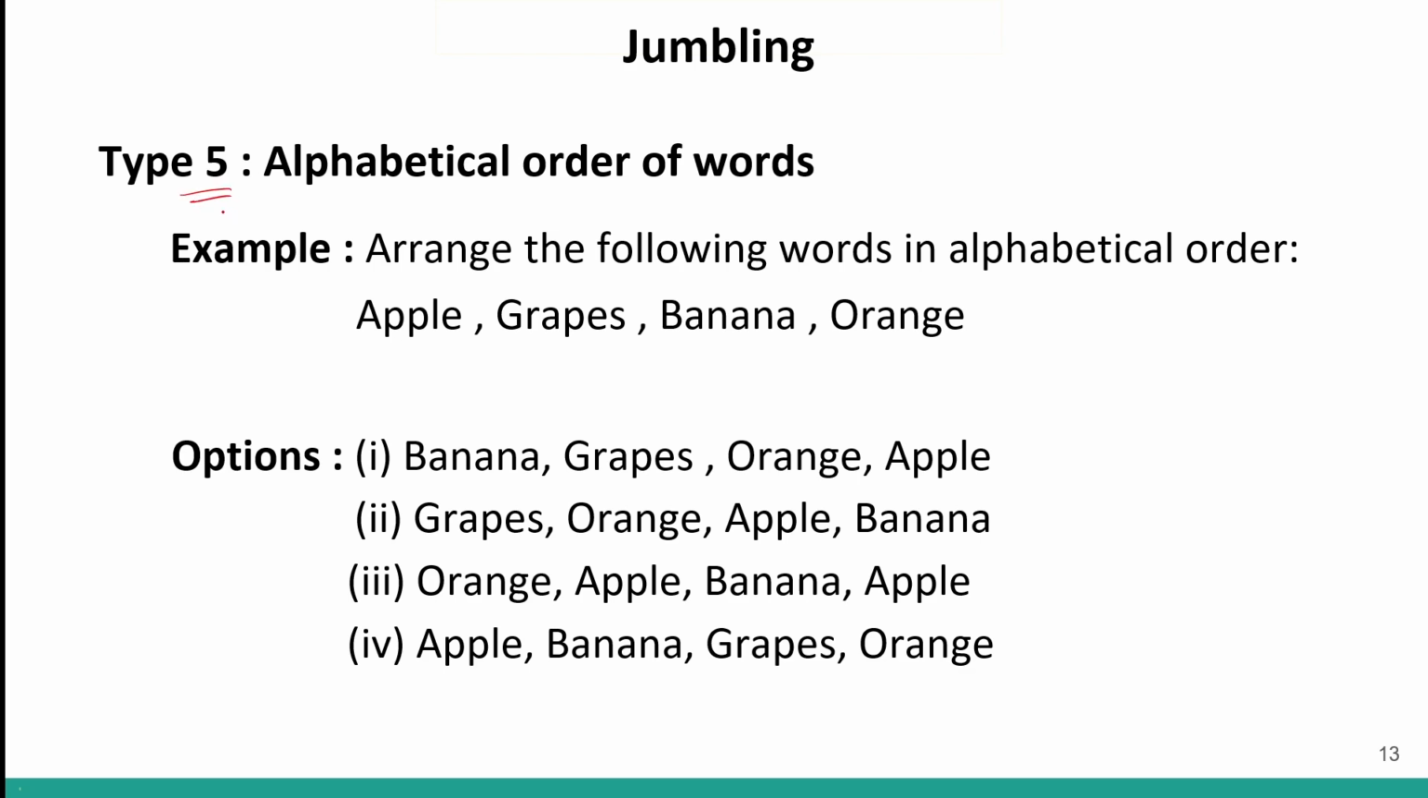Now, type 5, alphabetical order of words. So just as the name suggests, we have to arrange things in alphabetical order. Alphabetical order always means increasing alphabetical order.